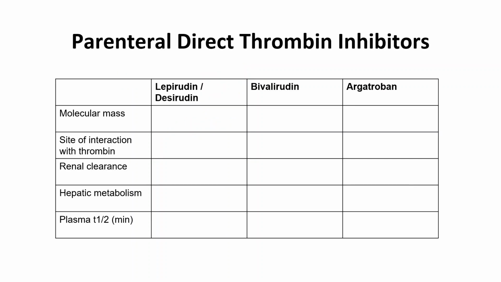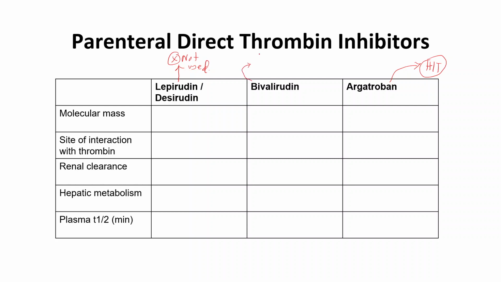Okay. Now coming to the last part, that is the parenteral direct thrombin inhibitors. So these include these drugs: lepirudin, desirudin, bivalirudin, argatroban. Among these, remember, lepirudin and desirudin are the initial ones to be designed, but they are not used now. Because we have better alternatives in the form of bivalirudin and argatroban. Argatroban is the preferred drug, approved for heparin-induced thrombocytopenia.